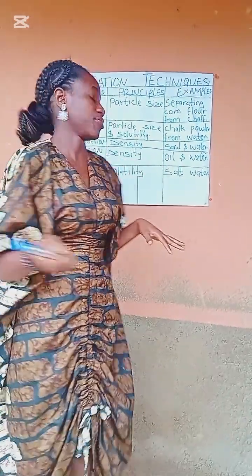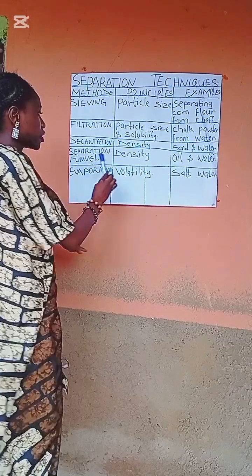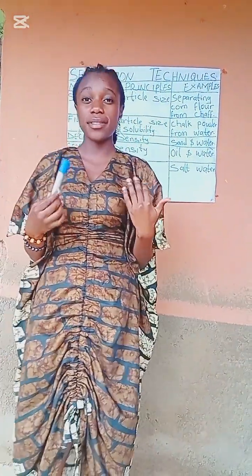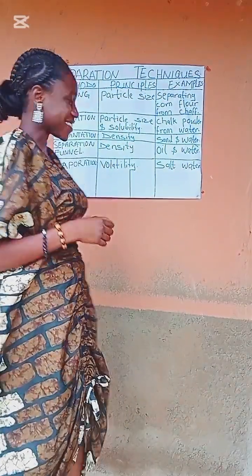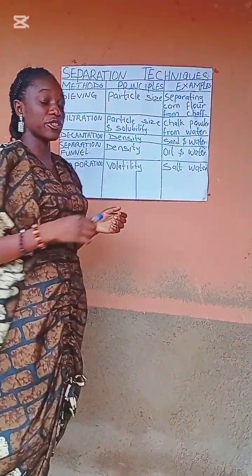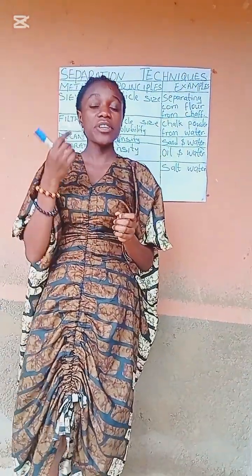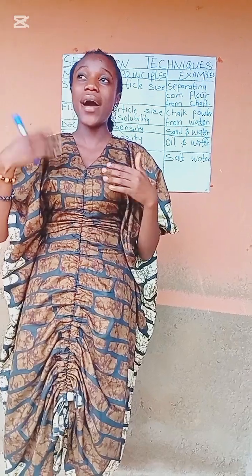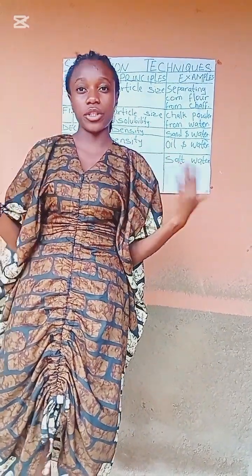Next, we have the separation funnel. It also uses the principle of difference in density. And lastly, we have evaporation. It uses the principle of difference in volatility. That is the tendency of a substance to evaporate. The one that has more tendency evaporates first before the other.